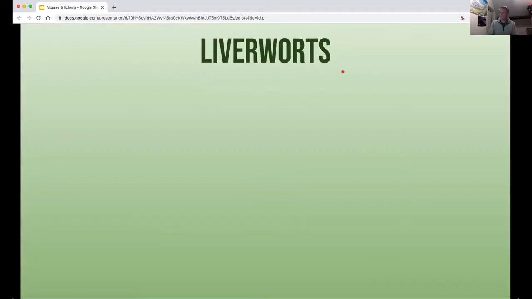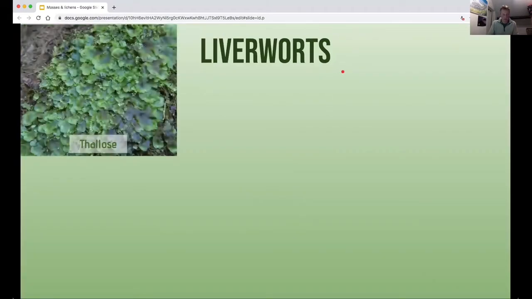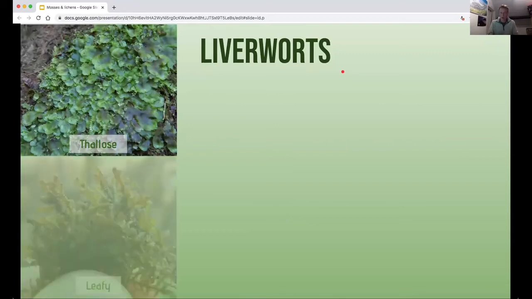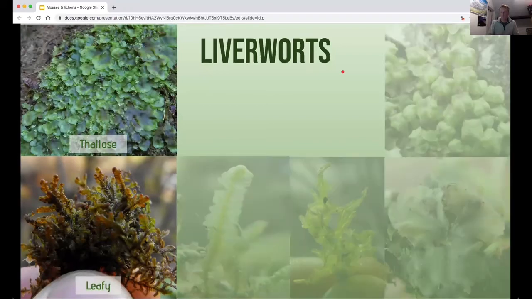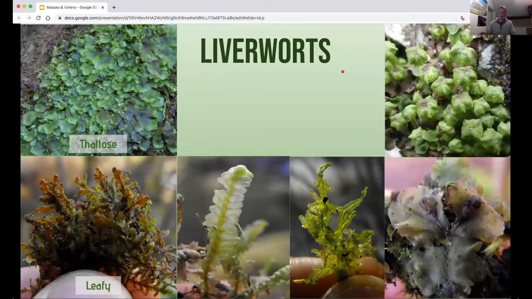Liverworts generally lack that structure. So they have these lobes. They don't really all have this midrib and leaf structure, but they have this body known as a thallus, or they can be leafy. So they can have either one of those two forms. So we've got a few examples here.